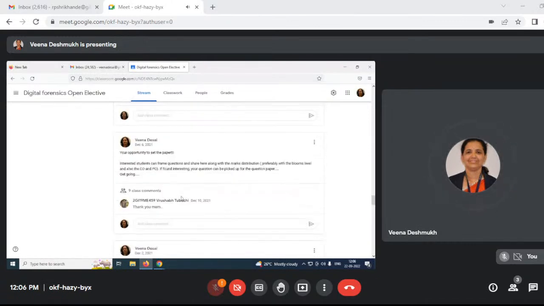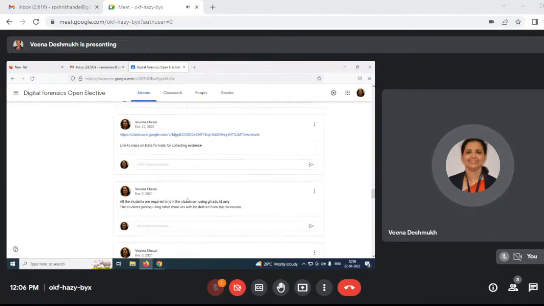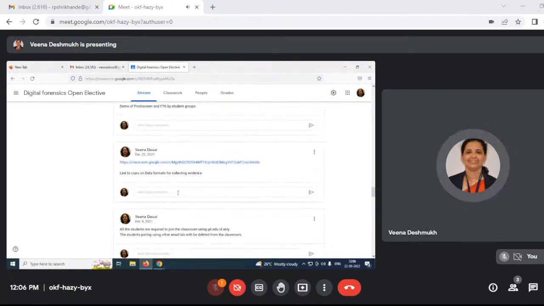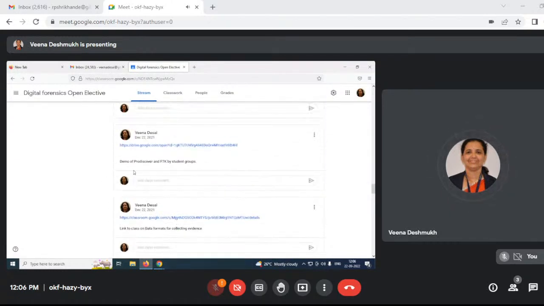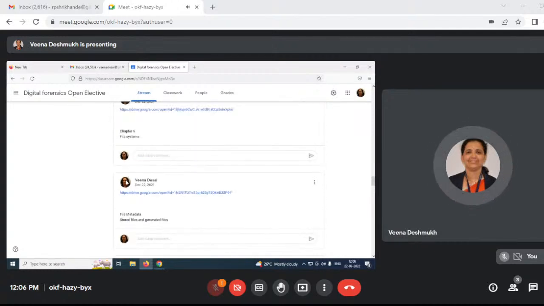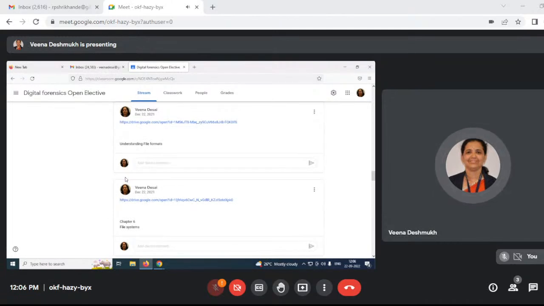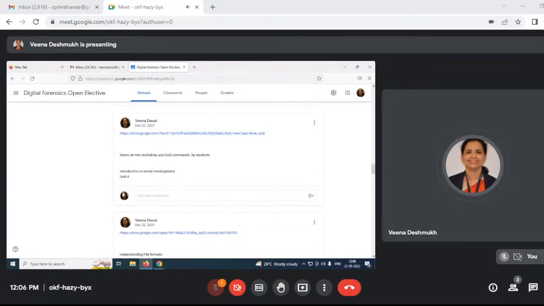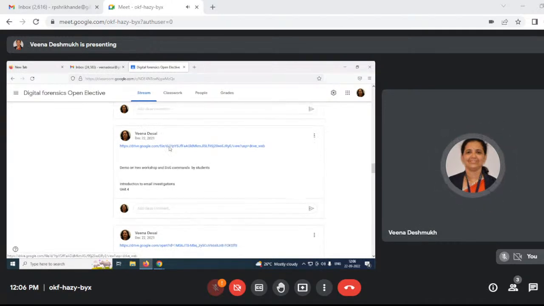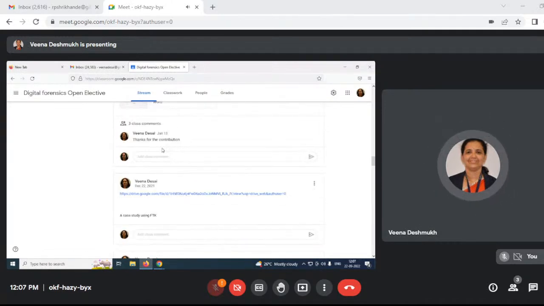This is the kind of class that I take. So there is a demo of ProDiscover and FTK by student groups. FTK is another tool. ProDiscover is one of the tools. So these are all open source tools, and there is also a demo on the Hex Workshop. All these are done by the students themselves.